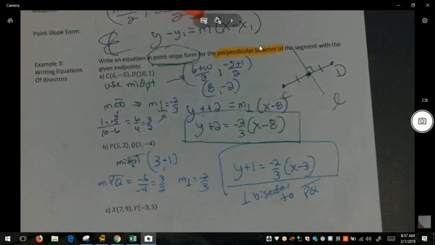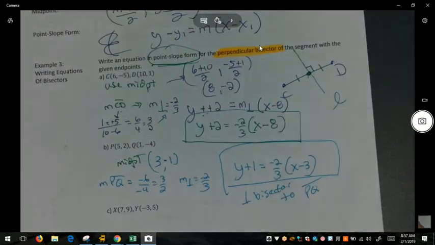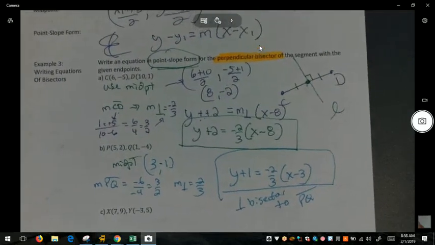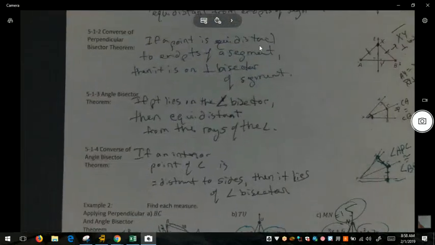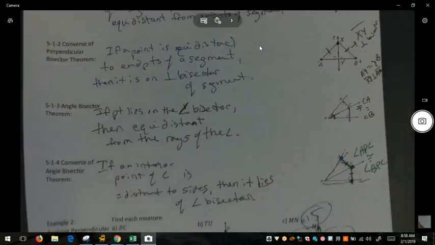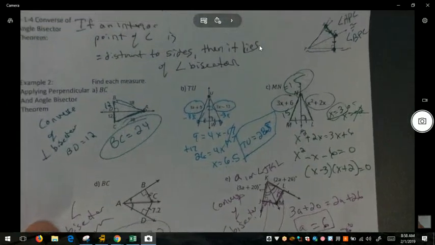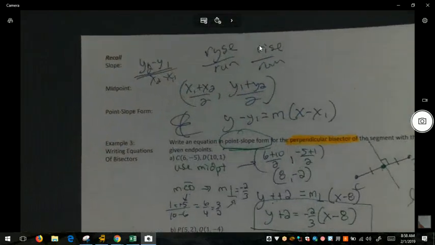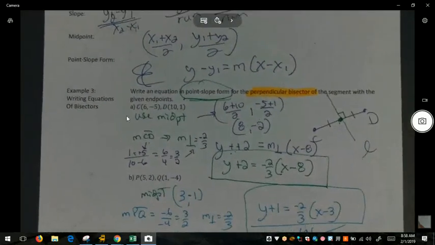This concludes the video notes for 5.1. On Monday, you will be working on problems using the perpendicular bisector theorem, the angle bisector theorem, and their converses to set up and solve problems like at the bottom of example 2, and writing equations of perpendicular bisectors.